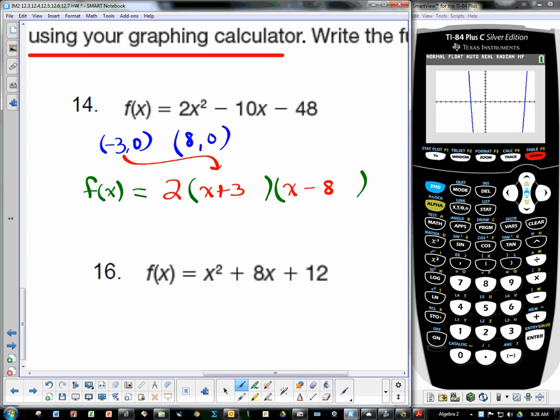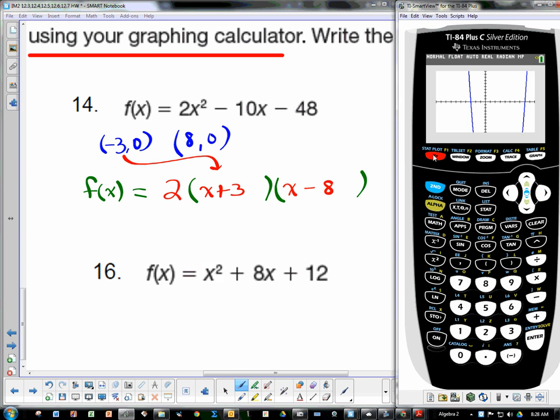2, yes. Hey, you want to know how to cheat? You want to know that you did this correctly? Watch this. Head over to the calculator. I'm going to enter the factored form and make sure that it graphs the same exact parabola. Here we go. 2 multiplied by a set of parentheses, x plus 3, close them up, then open x minus 8, close them up, graph. You better get the same thing.